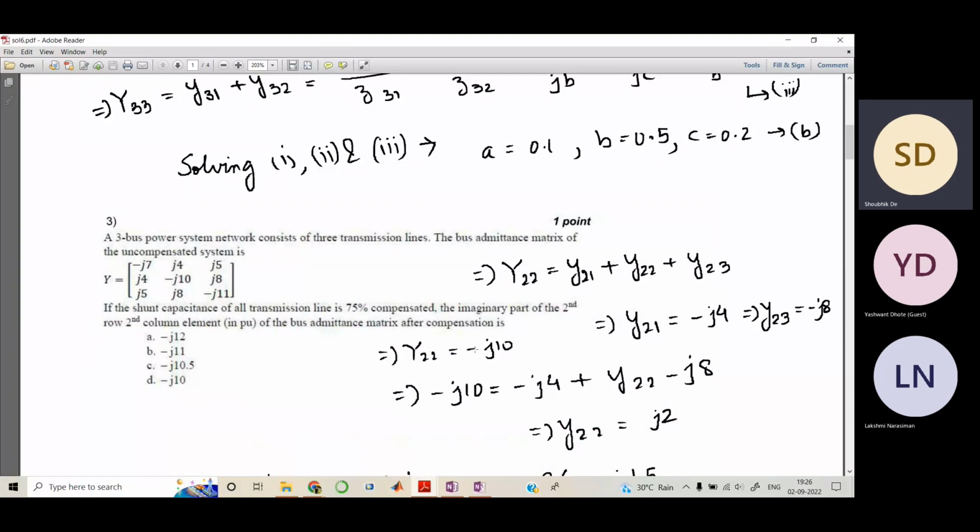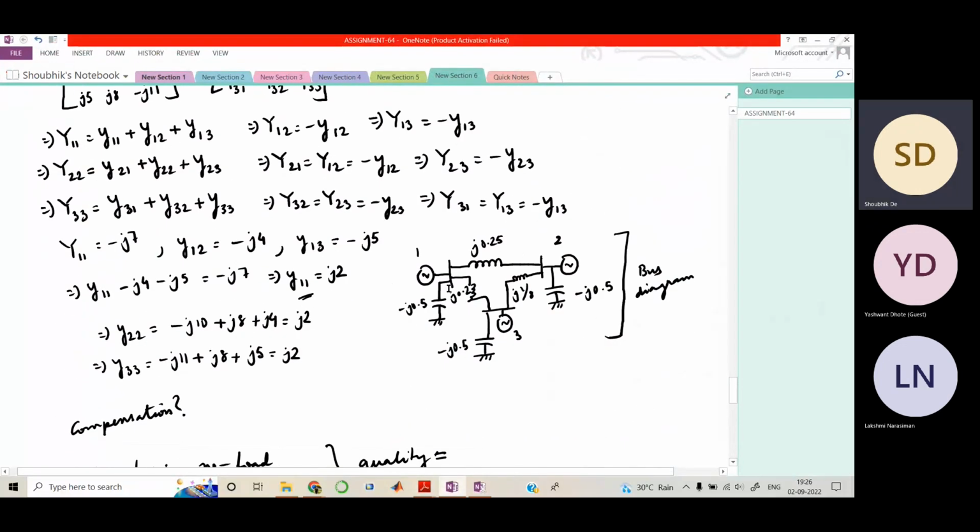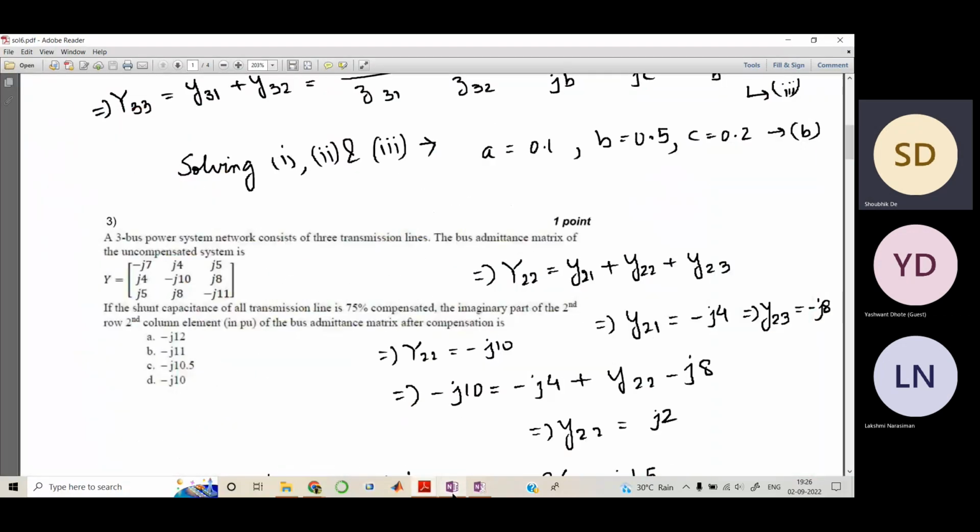So now let us go back to the problem again. That is why they are saying that it is 75% compensated. So the shunt capacitance, we saw that these are capacitances only, right? We saw that the Y11, Y22, Y33, all of these are capacitances only. So that is why it is already mentioned that the shunt capacitance of the transmission line is 75% compensated.